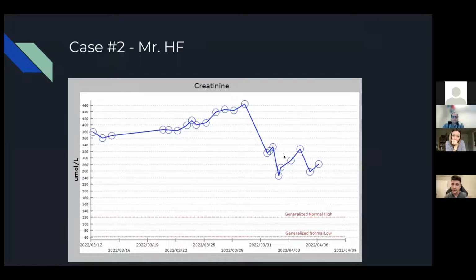I think it's a nice showcase that sometimes the creatinine is not the most dynamic marker of cardiorenal syndrome or how well we're diuresing a patient.